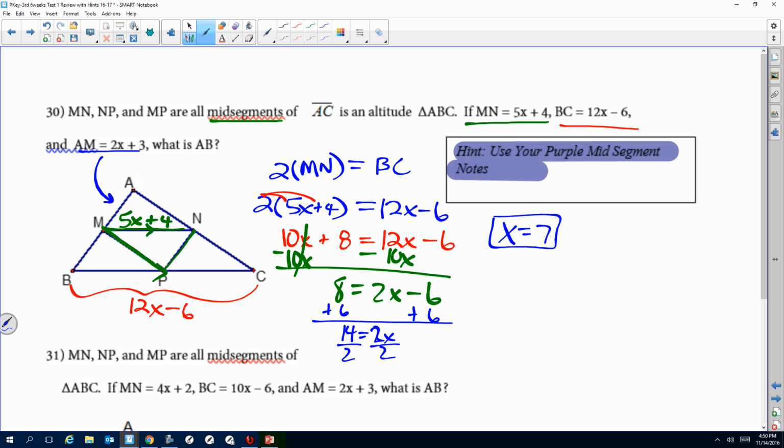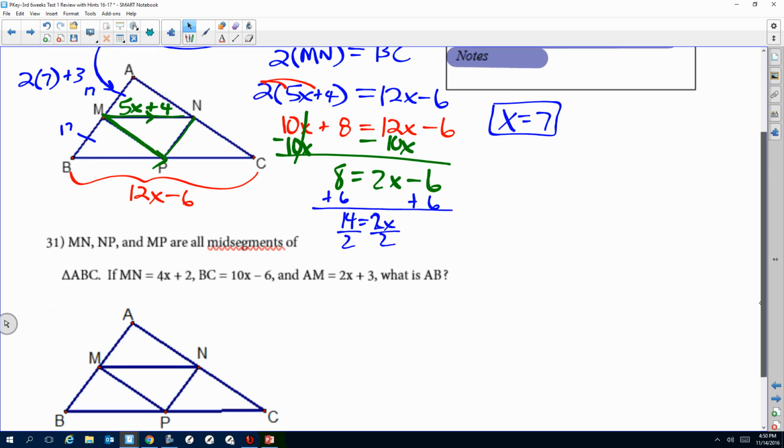Okay? So they want us to find AB. What is AB? Well, I got to plug it into my AM because AB is double AM. So I'm going to do 2 times 7 plus 3, which will give me 14 plus 3, which is 17. And each one of these is 17. So AB actually equals 34. Okay? Double 17, we get 34.